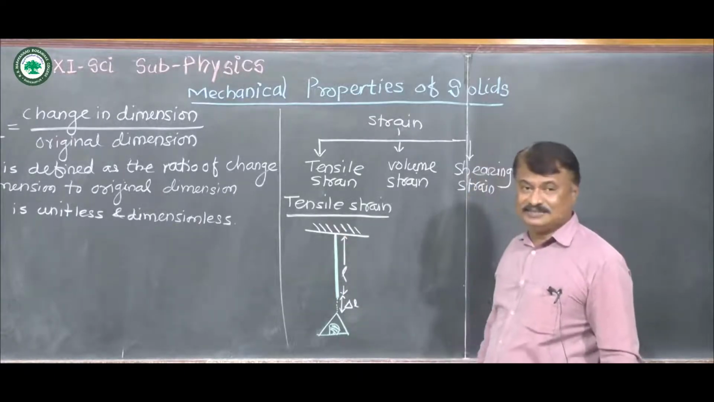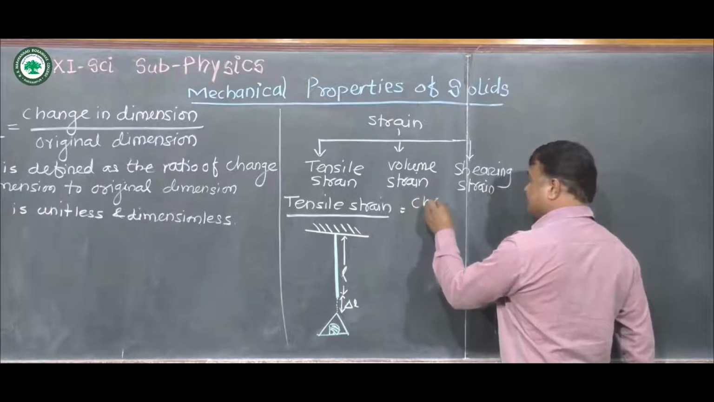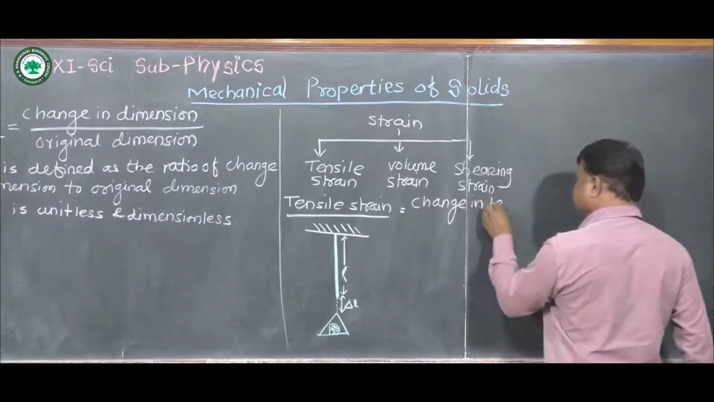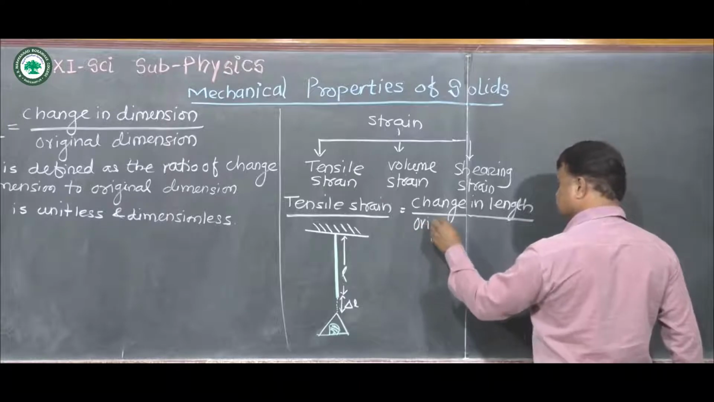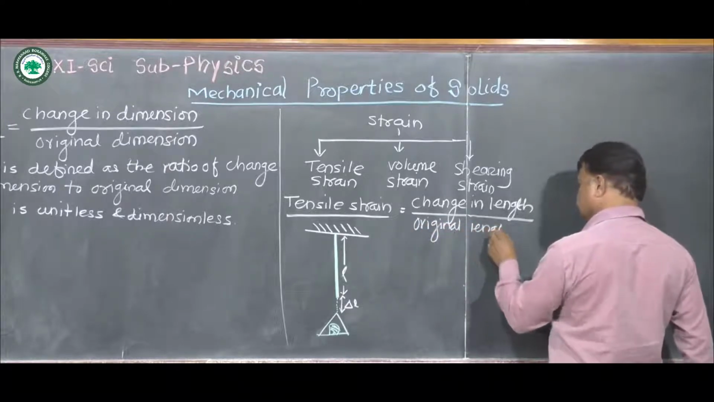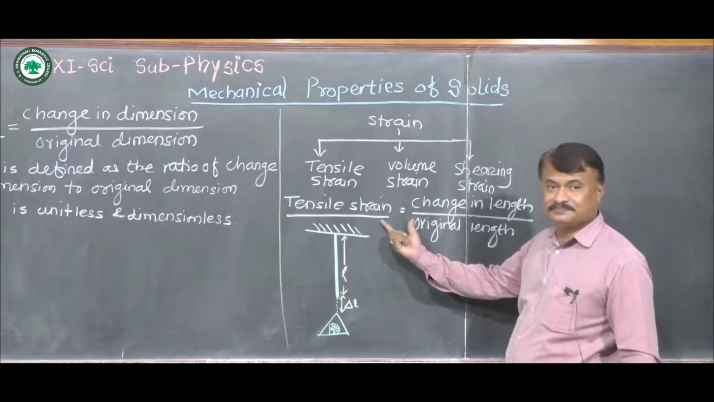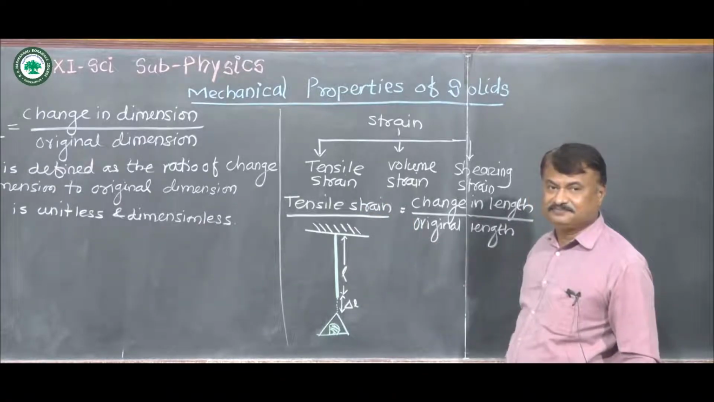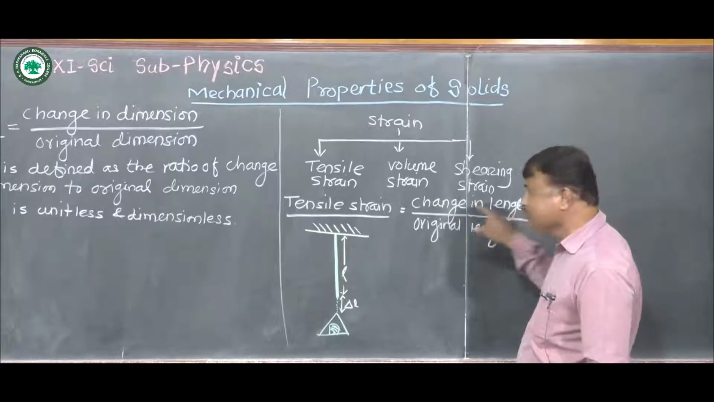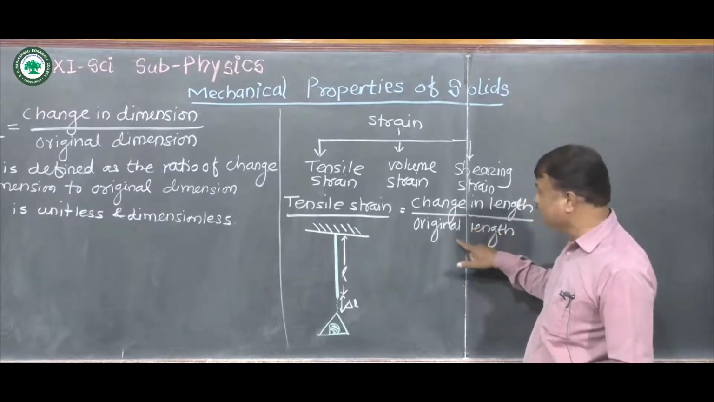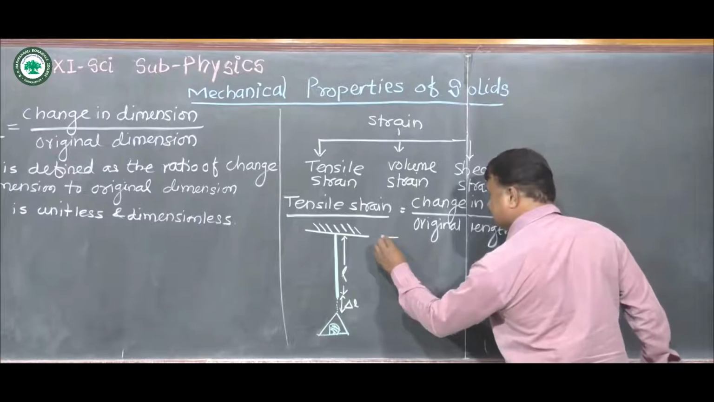Now we have to find out tensile strain. So for tensile strain, formula is change in length upon original length. That is called as tensile strain. So with the help of this formula, we can define the definition of tensile strain. Tensile strain is defined as ratio of change in the length to the original length. So we write definition of tensile strain.